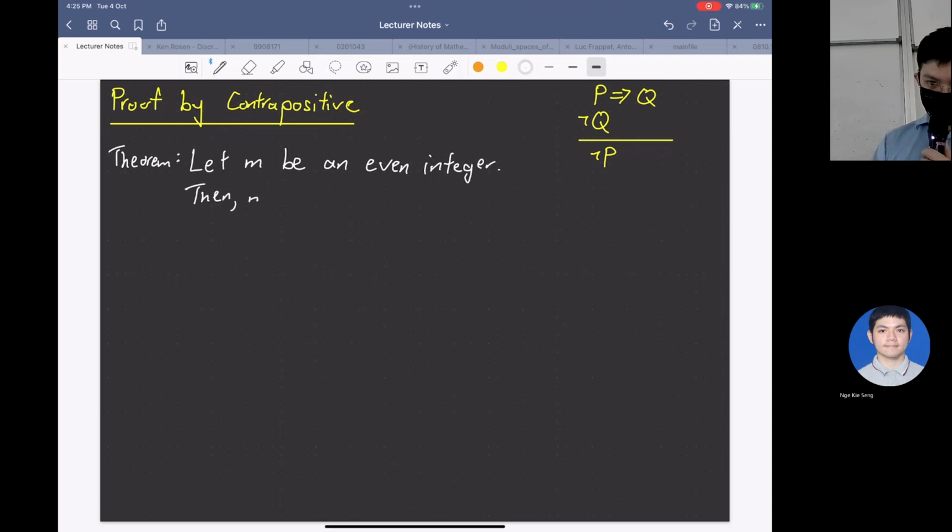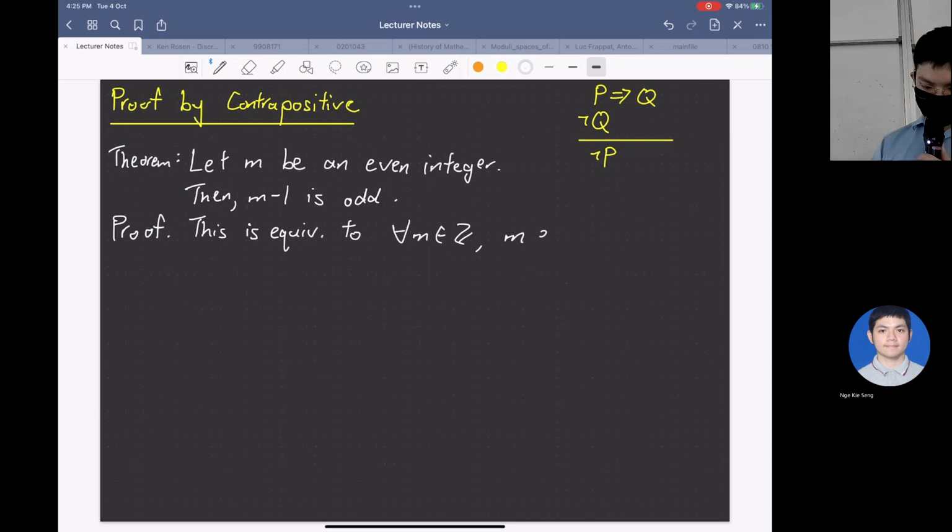Okay, good. This is equivalent to: for every n, n even implies n minus one. Okay, wait, let me move this thing down.